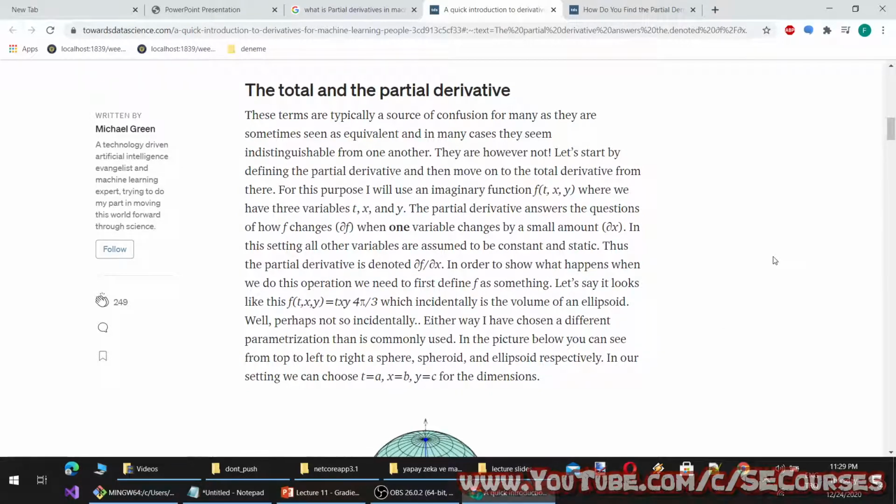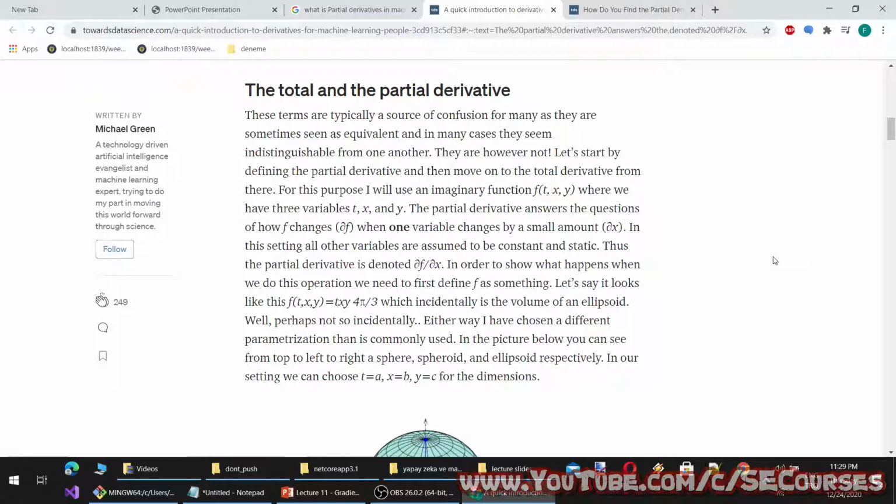The total and the partial derivative: these terms are typically a source of confusion for many, as they are sometimes seen as equivalent and in many cases they seem indistinguishable from one another. They are, however, not. Let's start by defining the partial derivative and then move on to the total derivative from there. For this purpose, I will use an imaginary function f(t, x, y), where we have three variables t, x, and y. The partial derivative answers the question of how f changes when one variable, x, changes by a small amount. In this setting, all other variables are assumed to be constant and static. Thus the partial derivative is denoted ∂f/∂x.